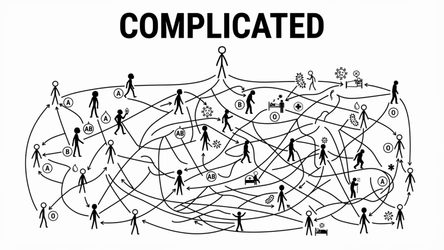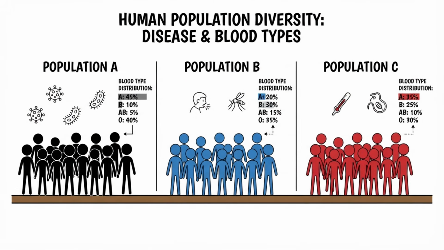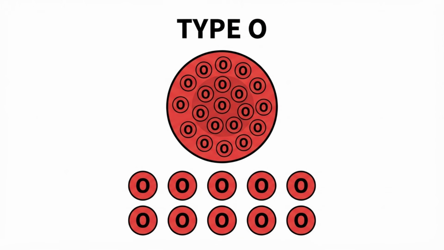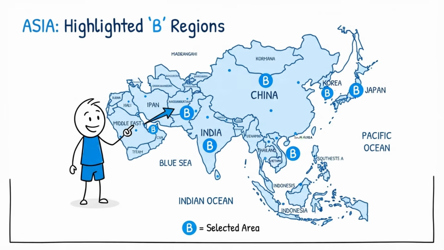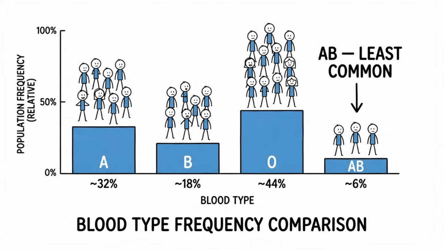But blood type evolution is complicated. Different diseases create different pressures, and those pressures can vary between populations. That helps explain why blood types are distributed differently around the world. Type O is especially common in many populations. Type B is more frequent in some regions of Asia. Type A is common across many European populations. And AB is generally the least common of the four major ABO types.